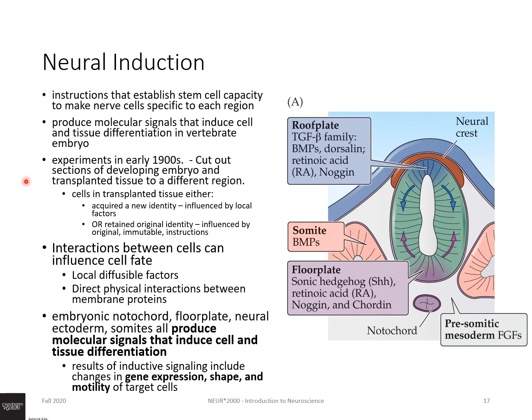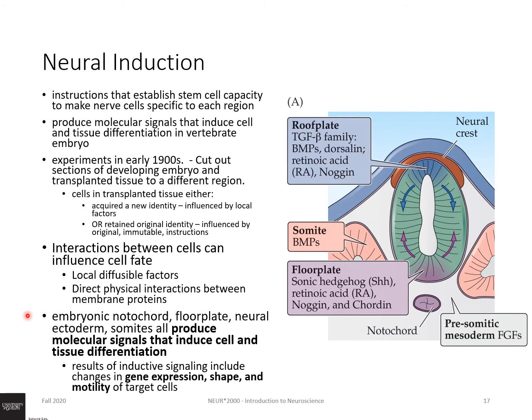So in experiments conducted 100 years ago, they cut out sections of developing embryo and transplanted the tissue to a different region. So cut out a bit of the notochord and transferred it to the roof plate. And the cells that were transplanted either acquired a new identity and were influenced by the local factors, or they retained their original identity. So they were influenced by original or immutable instructions. So there can be interactions between cells that influence the cell fate. So these are local diffusible factors and also direct physical interactions between membrane proteins.